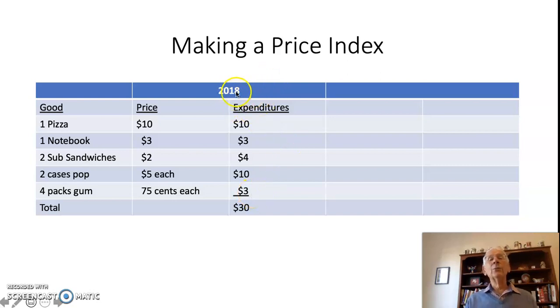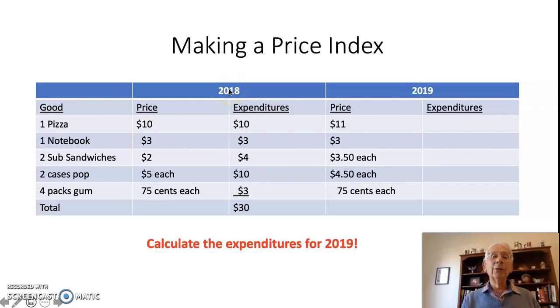So we start out with some year. In this example, maybe we started out looking at 2018, and we're going to see how the price of this group of goods changes over time from 2018. So suppose the next year, prices change.